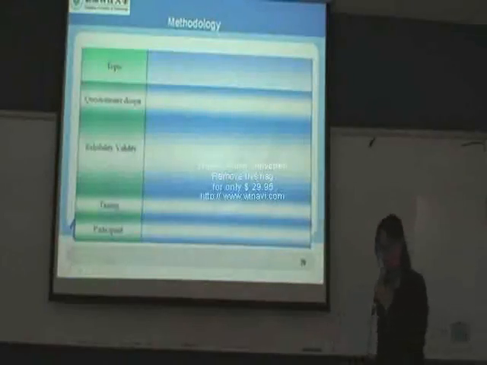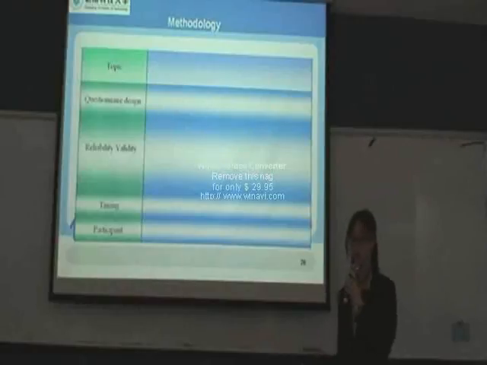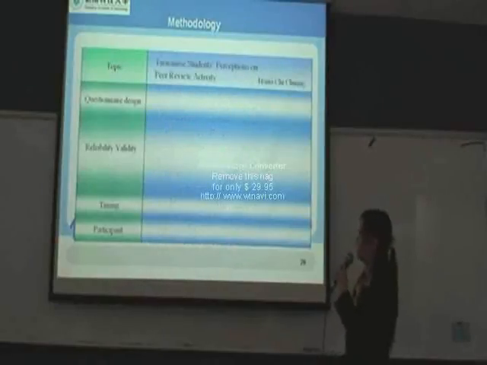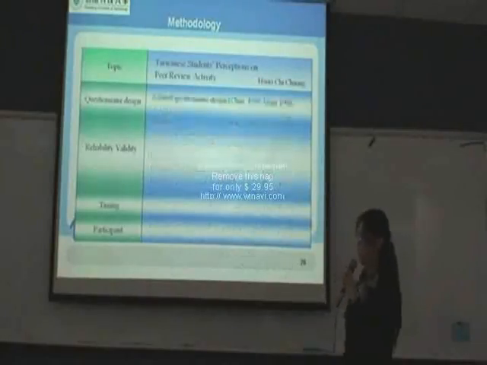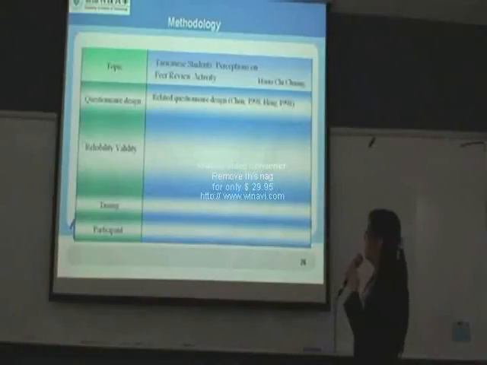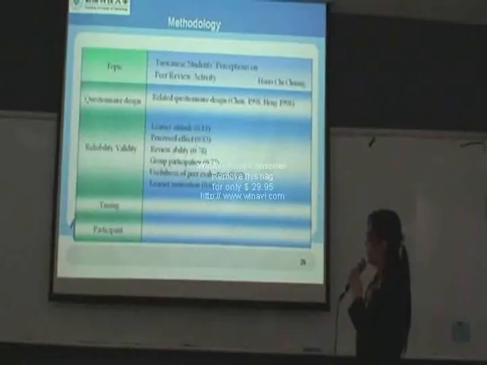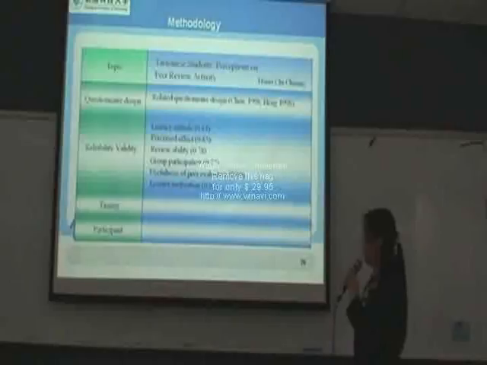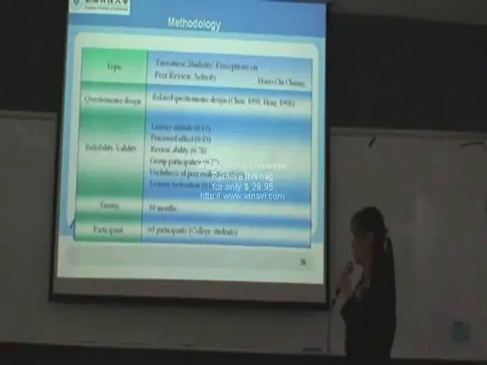Because the questionnaire was not designed by myself, I actually adopted it from other researchers. The main researcher is Zhang Xiaoqi, and her topic is Paulinna students' perceptions on peer review activities. The main questionnaire was related to the questionnaire designed by Chen in 1998. For reliability, for example, learner attitude is 0.81, perceived affects is 0.85, review ability 0.78, group participation 0.77, usefulness of peer evaluation is 0.69, and learner motivation is 0.65. The timing for this study is about 10 months, and there are 60 participants, all college students.